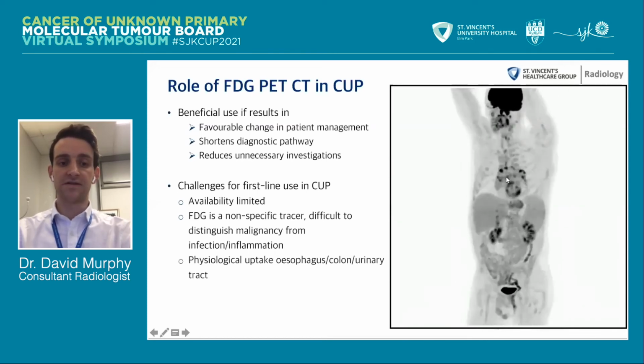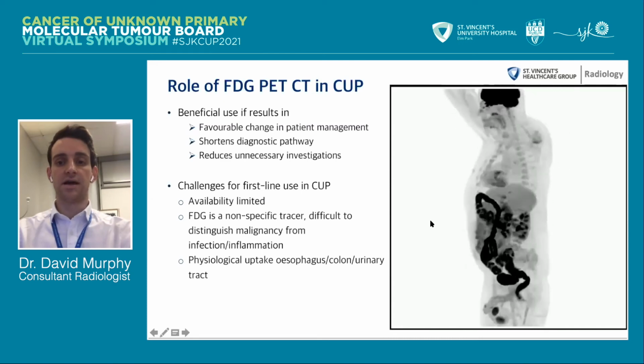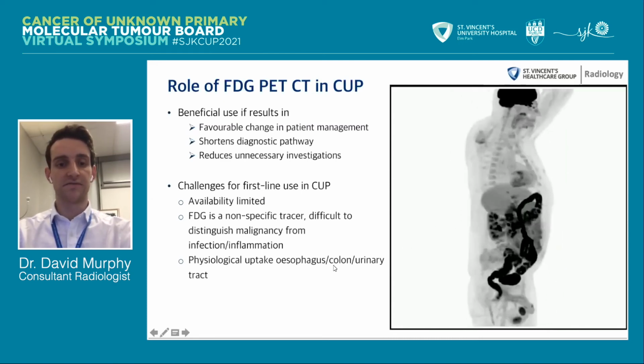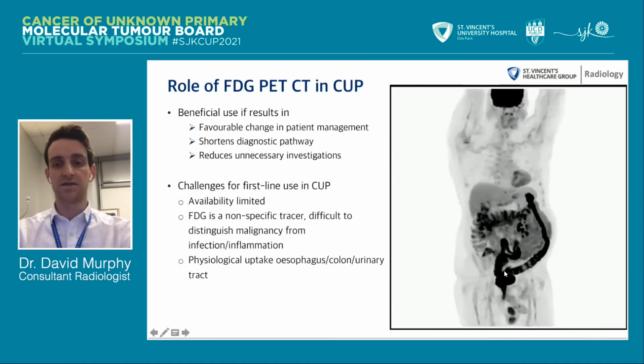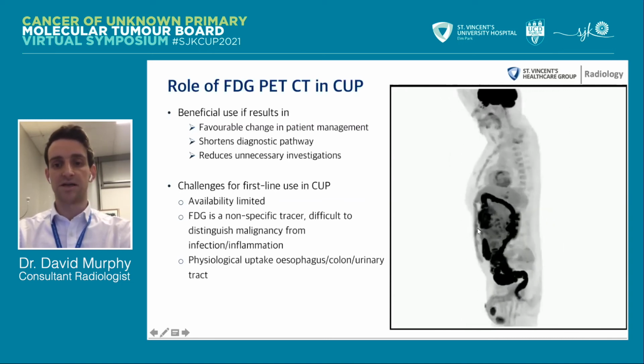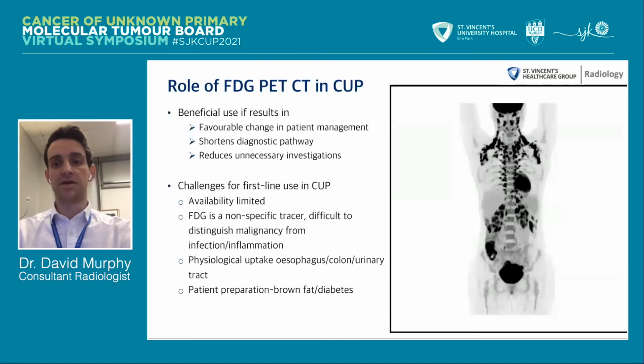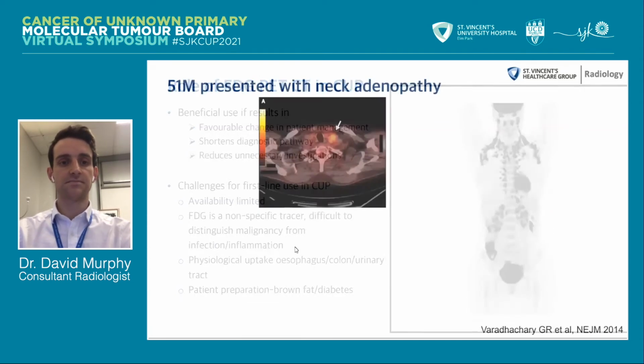You can also get physiological uptake in the GI tract and urinary tract, which can make it difficult to detect primary sites in these locations. This is an example of diffuse bowel uptake in a patient on metformin. And also you have problems with patient preparation sometimes, and this is an example of a patient with physiological brown fat uptake, which obviously makes the scan quite difficult to read.